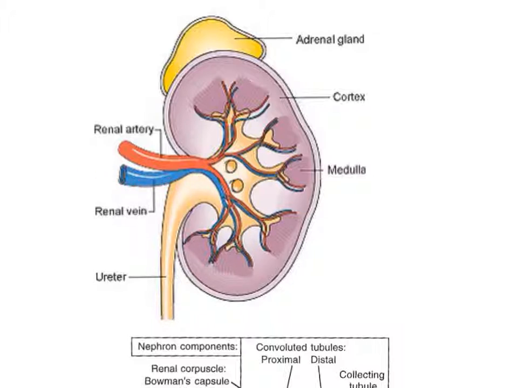The filtrate that's produced by the kidney is funneled by a region called the pelvis of the kidney, which is here. It's funneled into a tube called the ureter, which takes the urine, as it's called now, to the bladder.